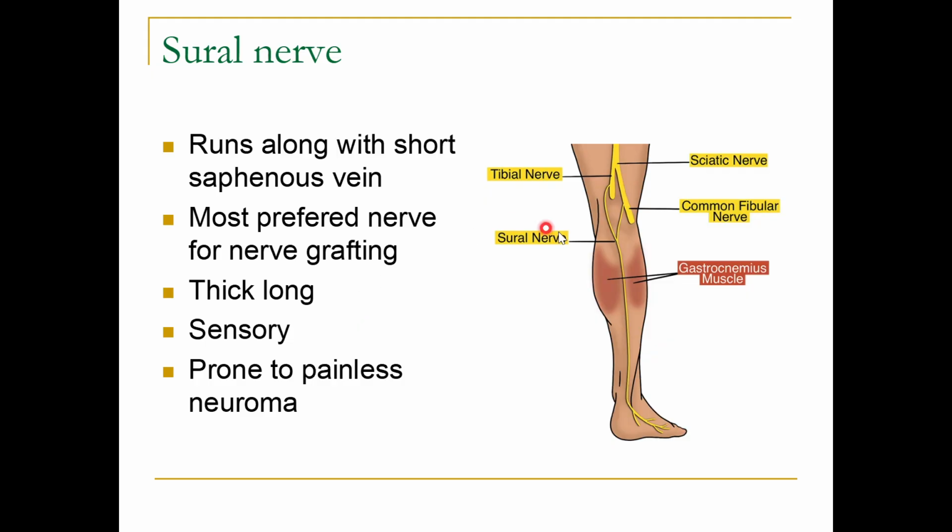Now coming to the sural nerve. The sural nerve is a cutaneous nerve which runs along with the short saphenous vein, and it is the most preferred nerve for grafting because it is thick and long and it is purely sensory. The sural nerve joins with the sural communicating nerve, which is a branch of the common peroneal nerve, to form the sural nerve, and it runs in the midline in the posterior compartment. This nerve is also prone to painless neuroma.